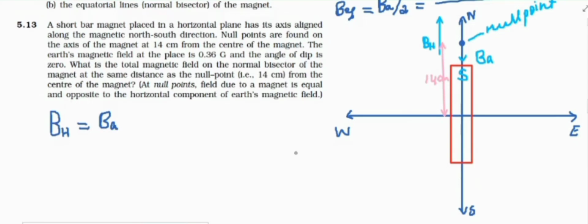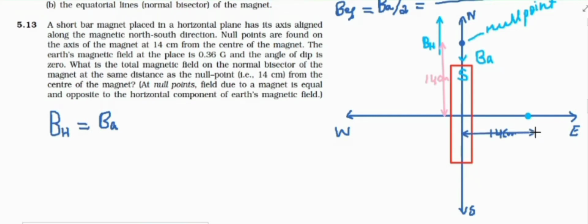Now the question is that for the same 14 centimeter, what will be the value of magnetic field along the horizontal axis? So we take the same 14 centimeter here. So the distance is 14 centimeter from the center of the magnet.